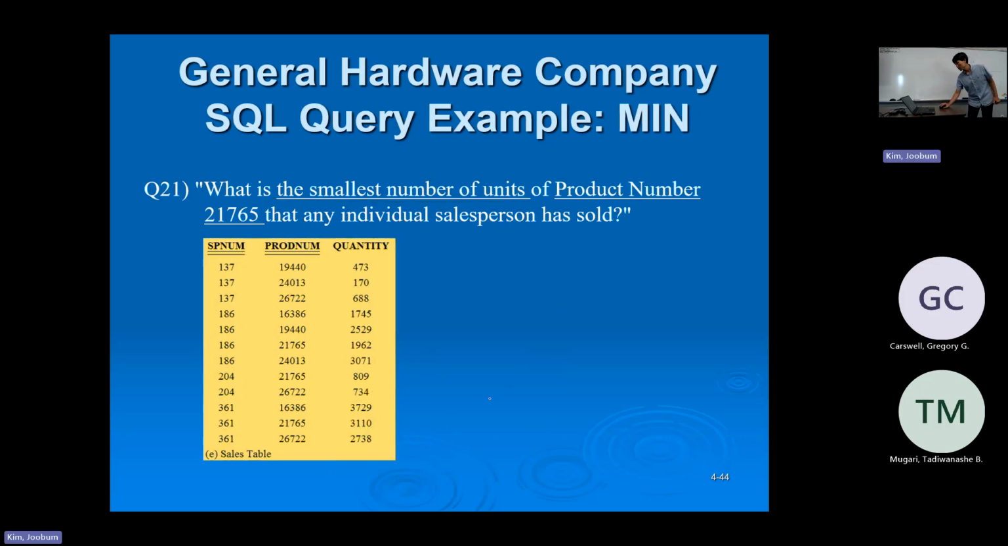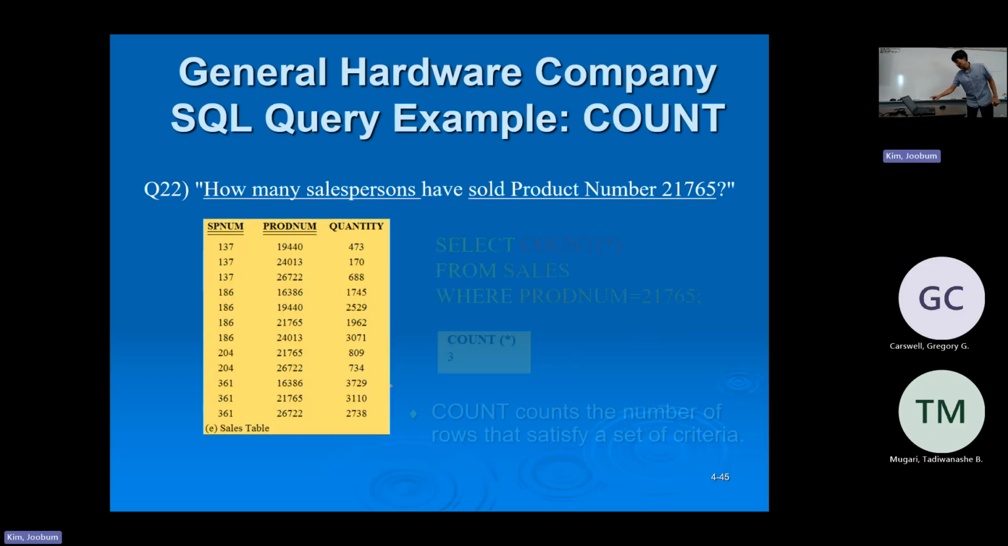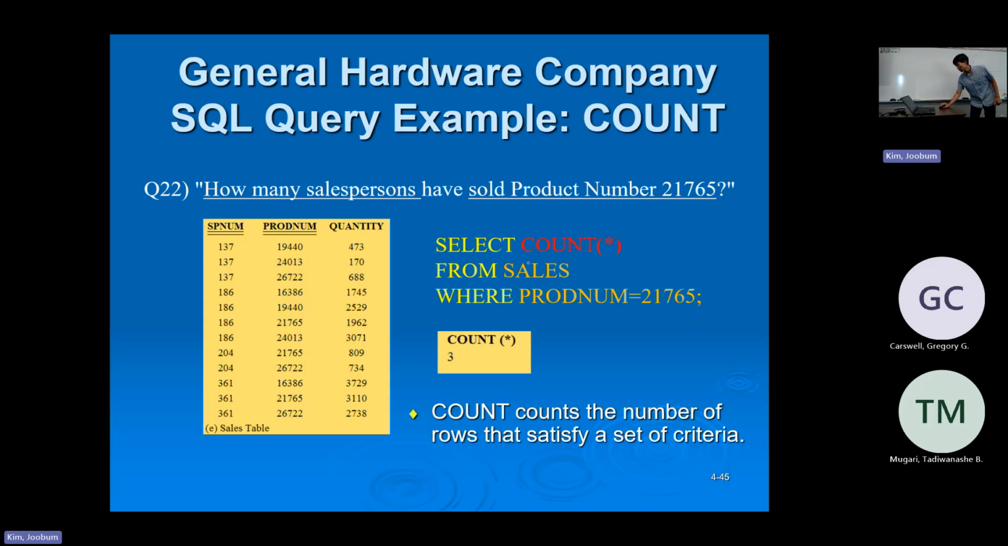Similarly, you can use minimum of quantity for product 21765, and we can get this one. These are aggregation functions. Okay, the last one, count: the product number 21765 appears 1, 2, and 3 times. You can use the count function.